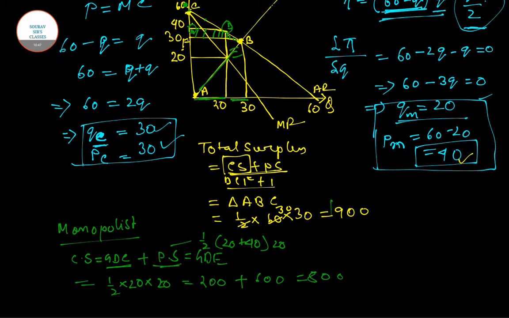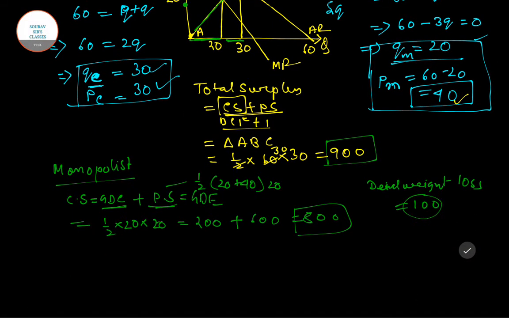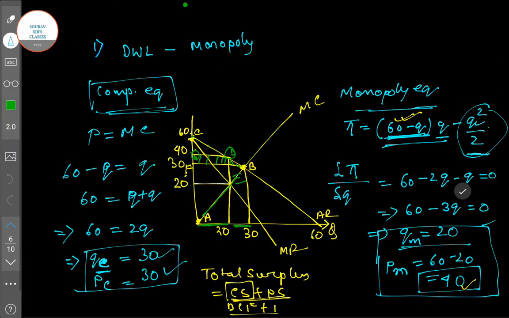Now as you can see, it was 900 before, now it has become 800. So the total deadweight loss will be what? Total deadweight loss will be 100. So I hope you guys have understood this question. Now we'll go to the next question.